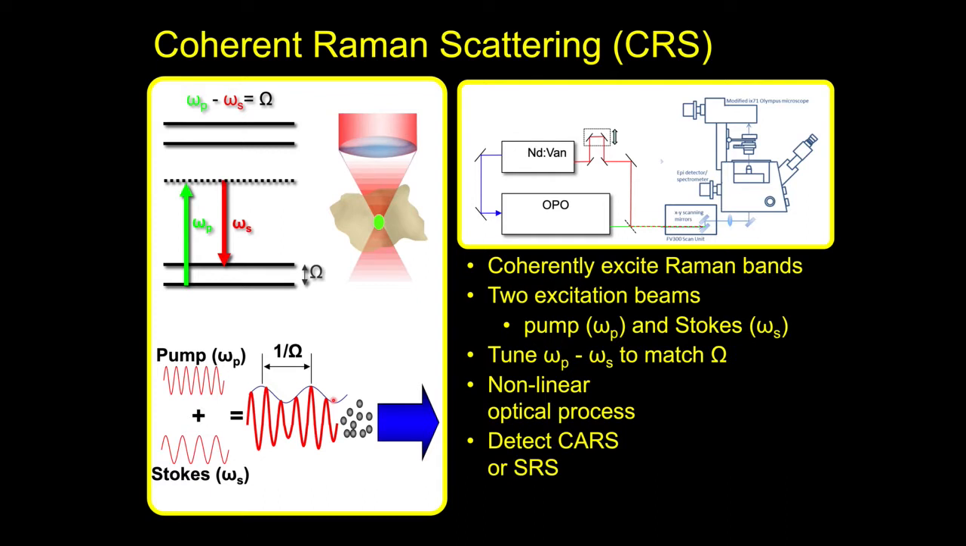It also has the advantage that it's a non-linear process, and this means that by using very short light pulses, we can enhance the signal even further to boost the signal up to the type of level that we'd expect to get from fluorescence. And there are two types of coherent Raman that we typically use for microscopy. One's called coherent anti-Stokes Raman scattering, or CARS, and the other is stimulated Raman scattering, or SRS.